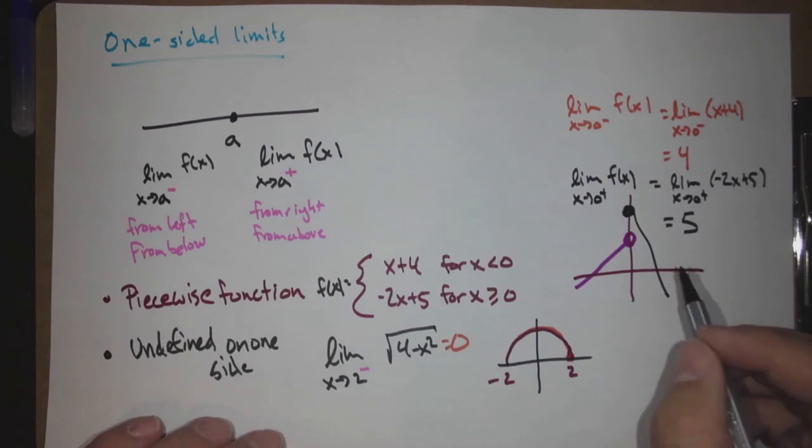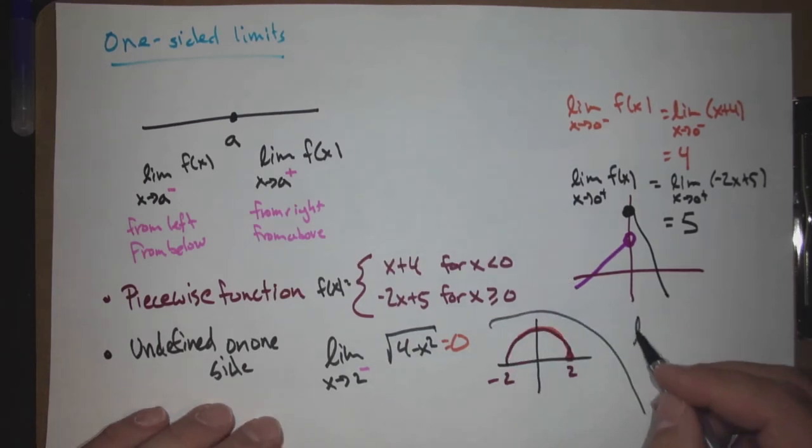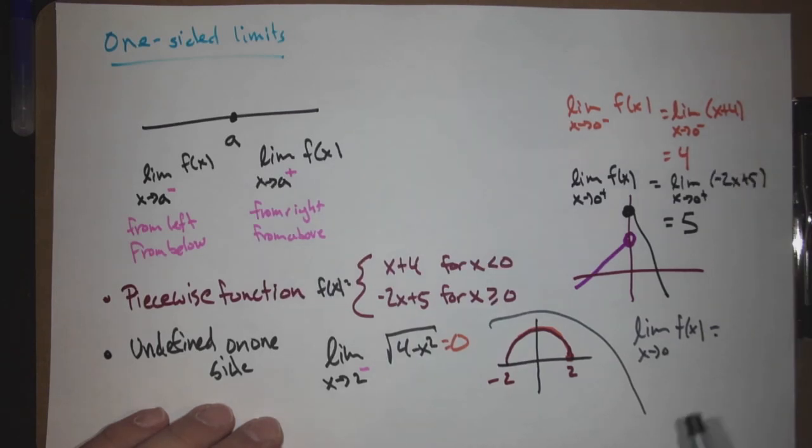So, question. What's the limit as x approaches 0 of just f of x? From the left, it said 4. From the right, it said 5. The answer is? Does not exist. So, a limit exists if and only if the individual piecewise things exist.